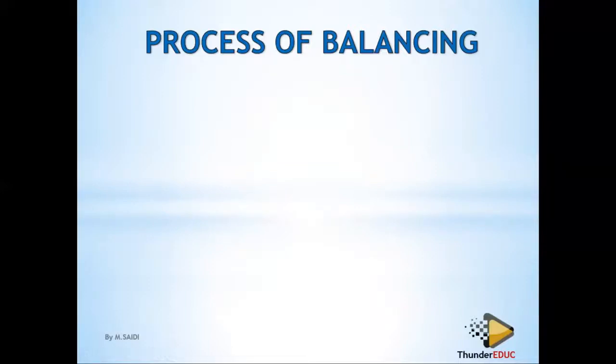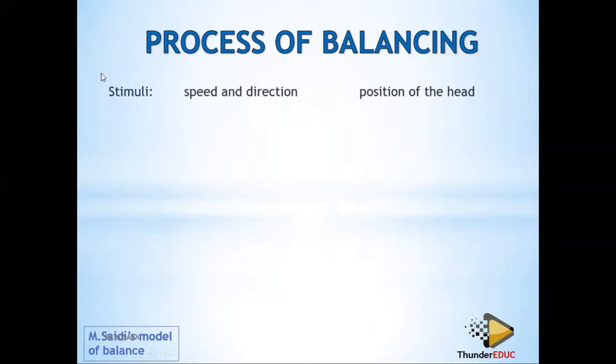Balancing in the human body. You need to know some of the concepts about balance. Number one, the stimulus: there is speed and direction, that is one stimulus. And then there is the position of the head, which is another stimulus. So you need to know the receptors, which are the cristae and the maculae in this regard.